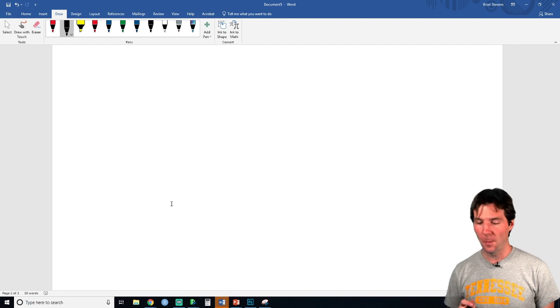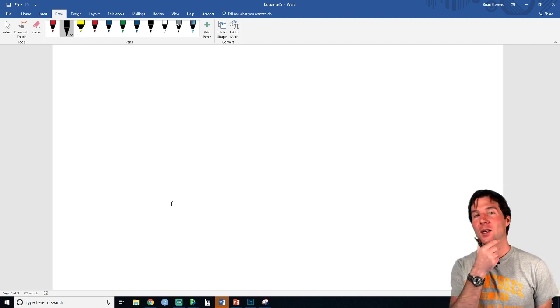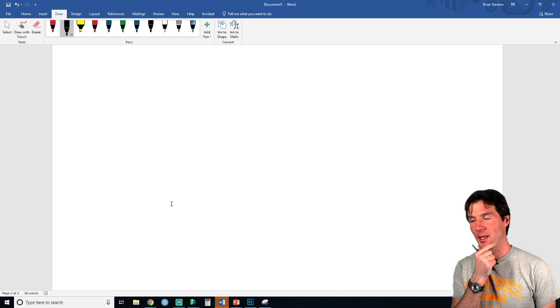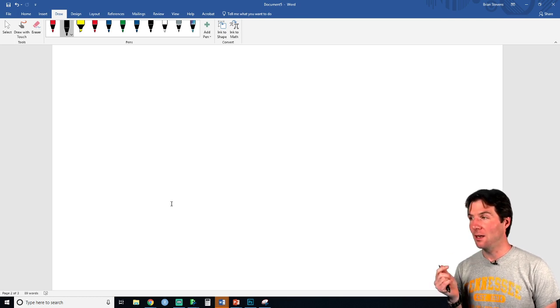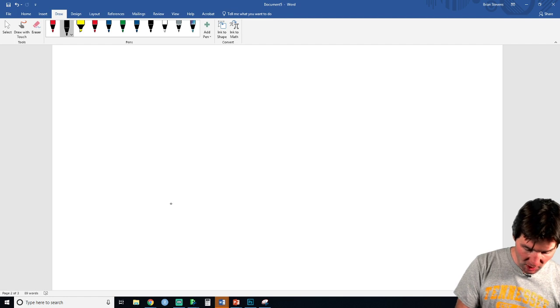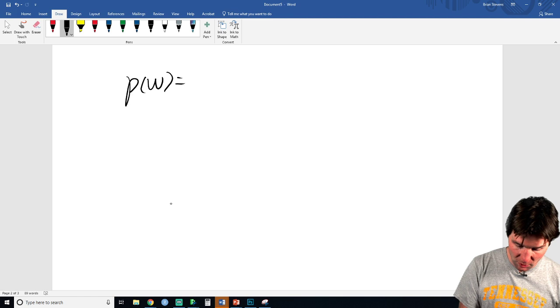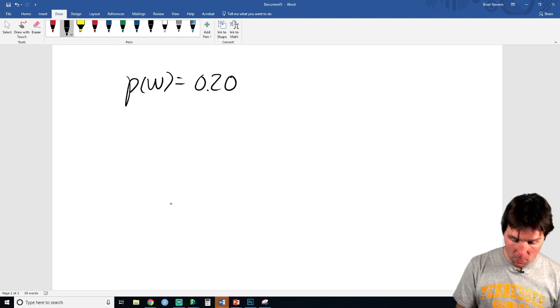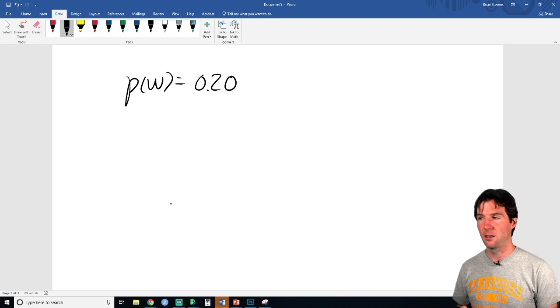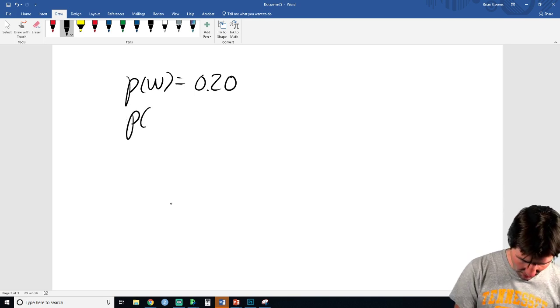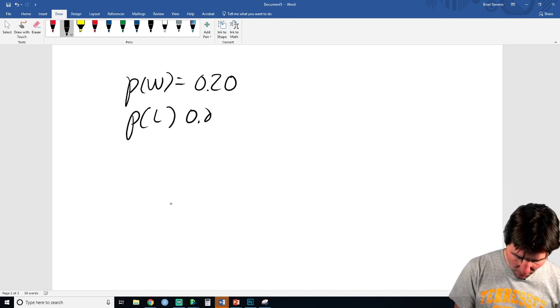Here's an at least one problem. Let's say we want to figure out the probability of winning at least one scratch-off ticket. The probability of winning for a scratch-off ticket is equal to 20%. If the probability of winning is 20%, what is the probability of losing on a scratch-off ticket? 80%. You got it.